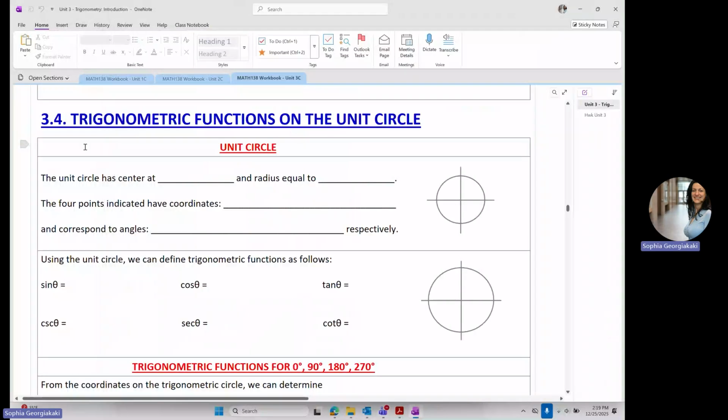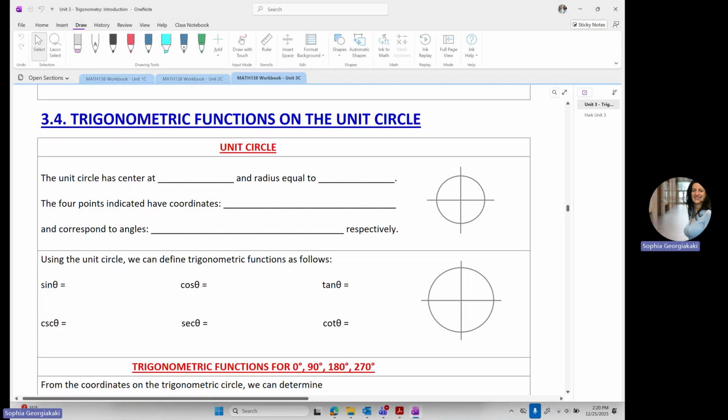In this video, we are continuing in Unit 3 of our Pre-Calculus OER course. And in Section 3.4, we will review the trigonometric functions of angles on the unit circle. The unit circle has a center at the origin, which is the point (0, 0), and it has a radius equal to 1.